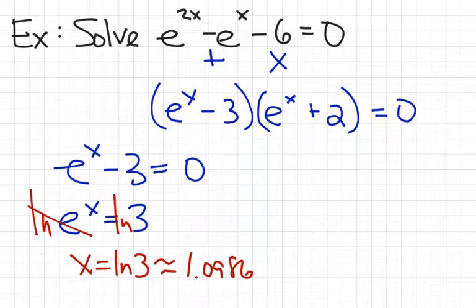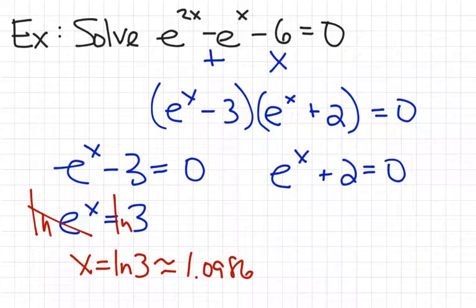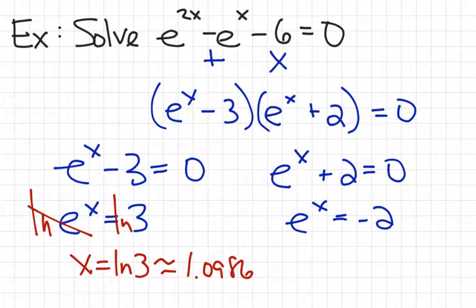Now, when you do this equation, e to the x plus 2 equals 0, so e to the x is equal to -2. The exponential function e, when you raise it to a power, will never be negative. Because remember, we found out that e is a real number, approximately 2.718. You can't raise it to a power and get a negative, so this solution just doesn't happen.